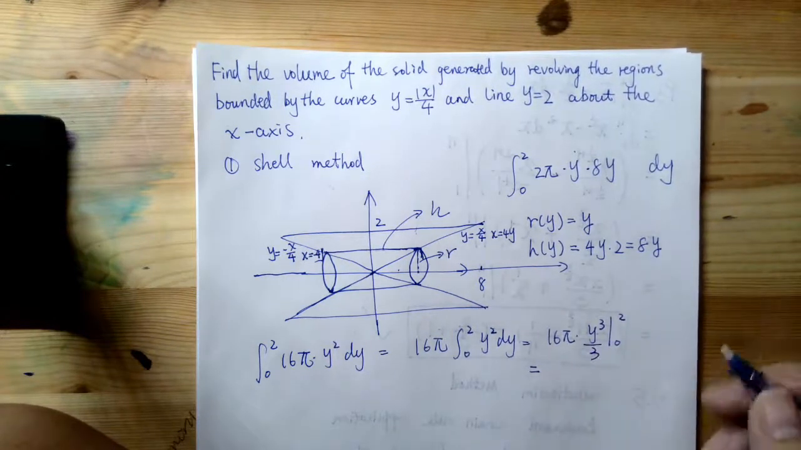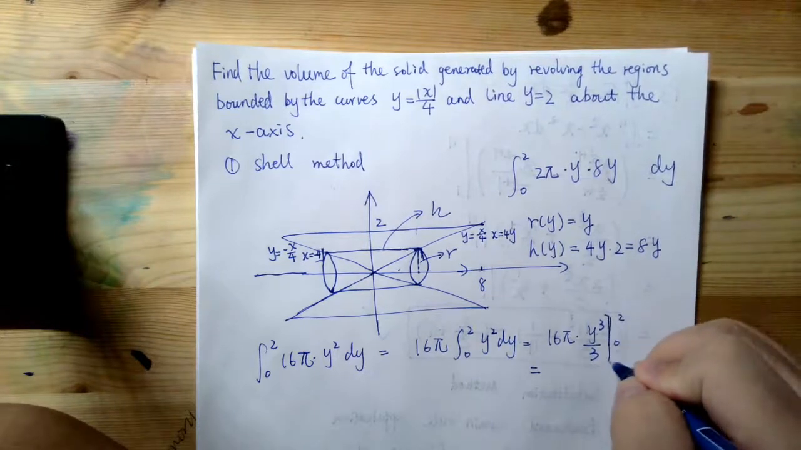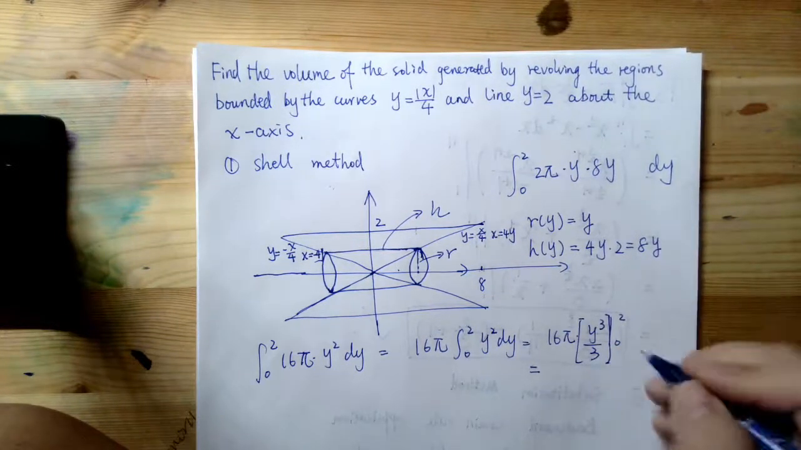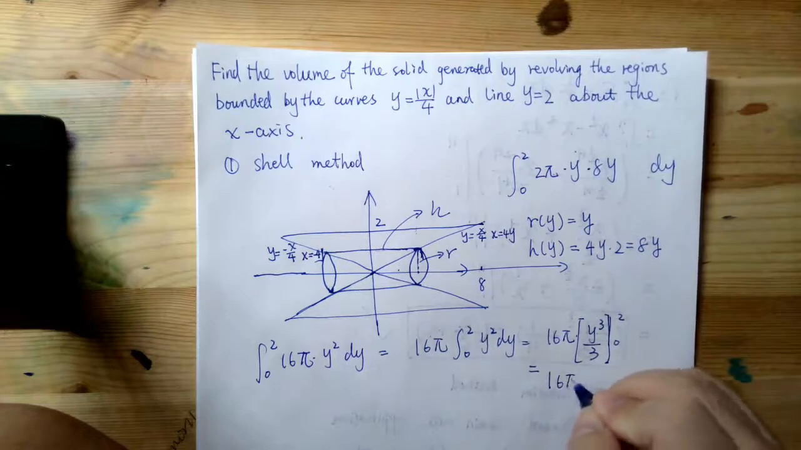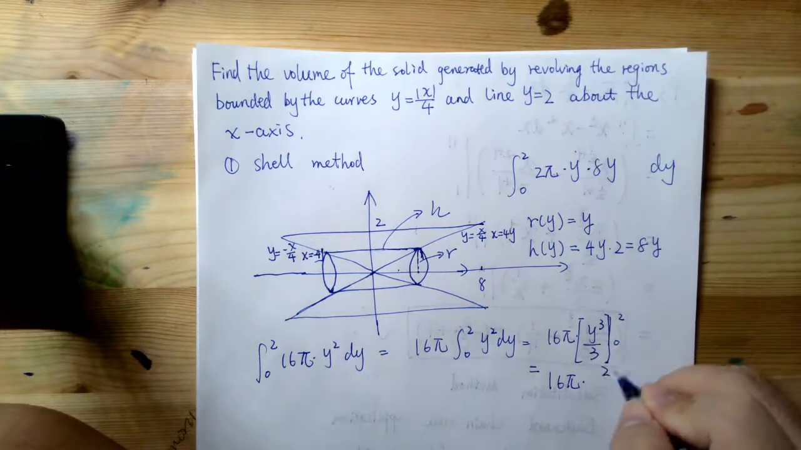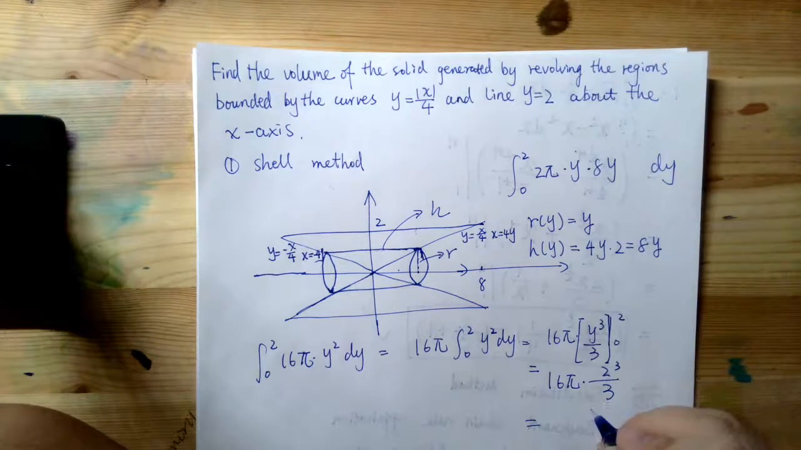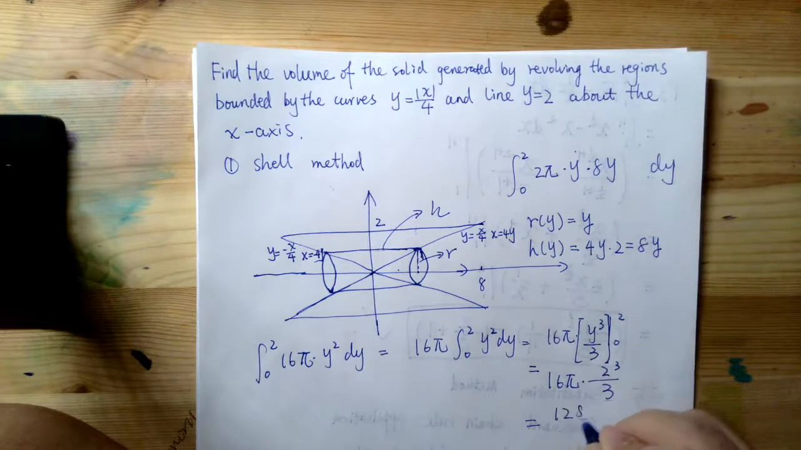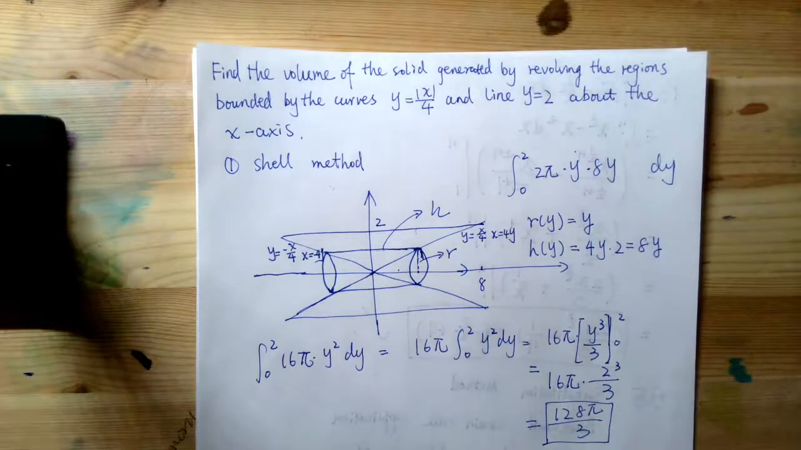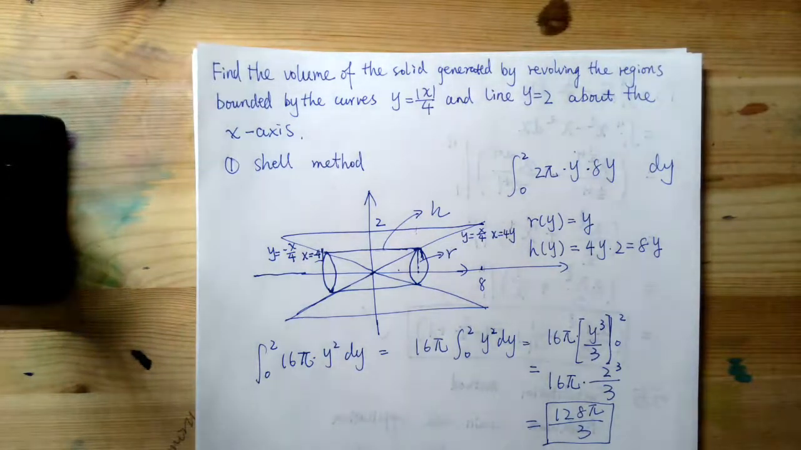Don't forget the over 3. So maybe I should put a bracket here. So it turns out 16 pi times 2 cubed over 3. So what it gives us is, 2 cubed is 8. And then this is 16 pi, so it's 128 pi over 3. Okay, so that's how we use the shell method to figure this out.